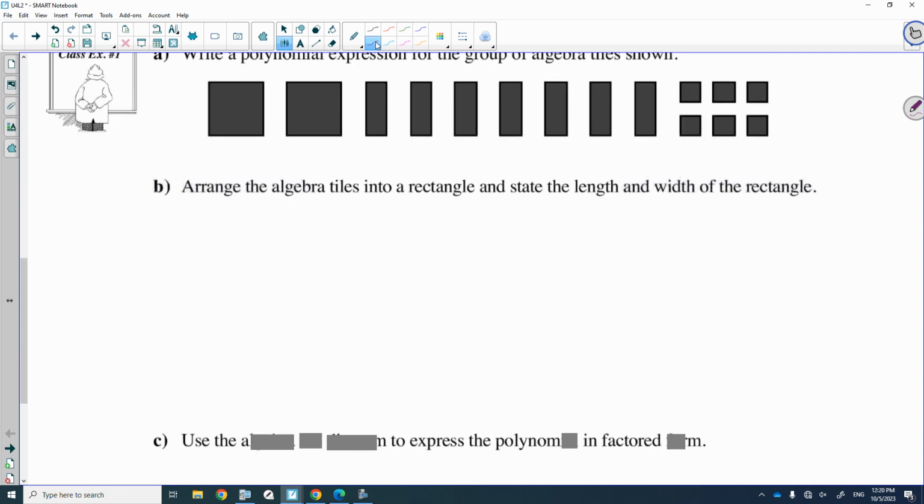So remember that you don't need to know algebra tiles in 20-1, but the big tiles are x squareds. So I've got 2x squared tiles. And then these are rods. So I've got 1, 2, 3, 4, 5, 6, 7 rods. So rods are worth x. And then these singles are worth 1. So I've got 6 singles.